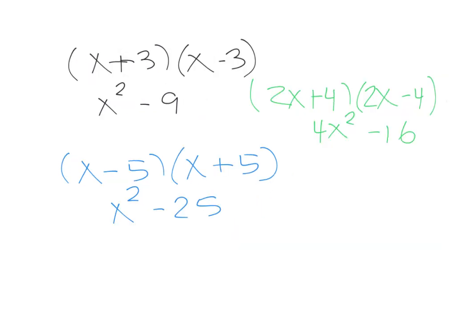Here are some different types of special binomials. Here we have x plus 3 times x minus 3, which is x squared minus 9. We have x minus 5 times x plus 5, which is x squared minus 25. And then we have 2x plus 4 times 2x minus 4, which is 4x squared minus 16.